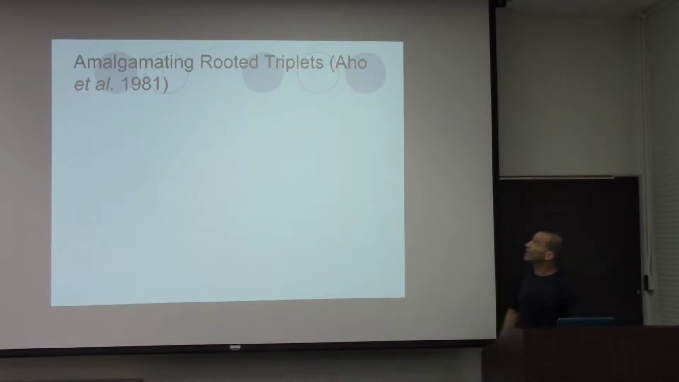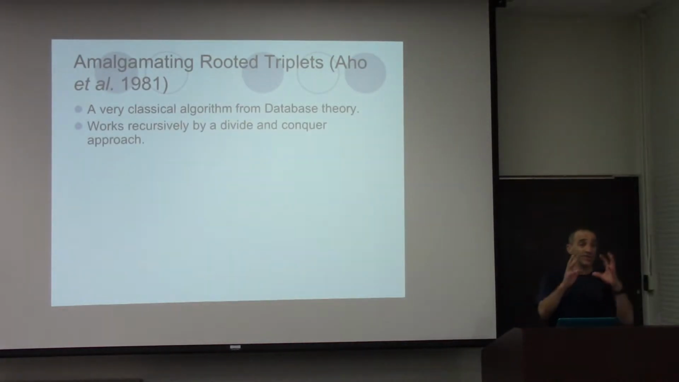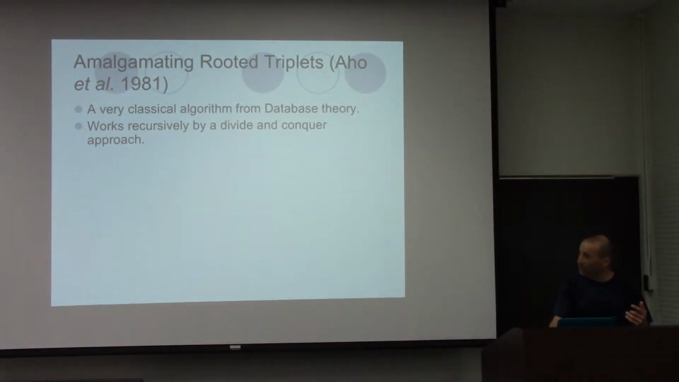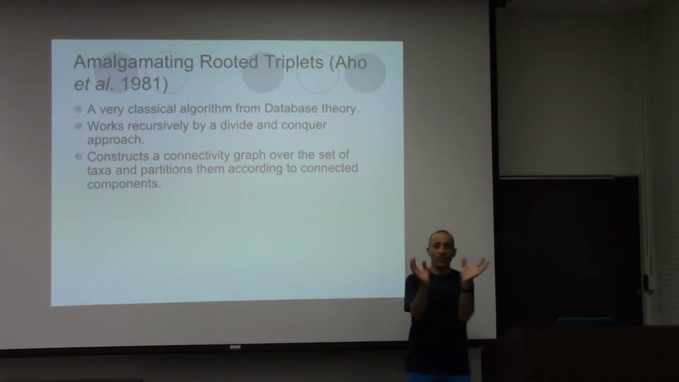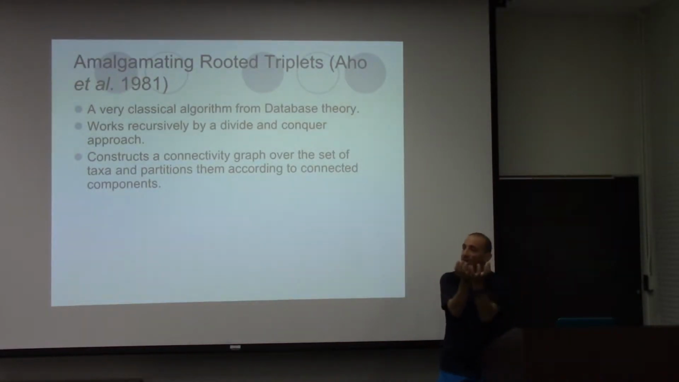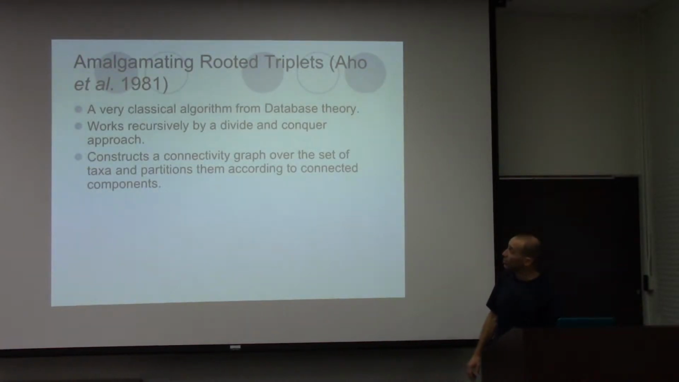So how do we actually amalgamate rooted triplets? It was found by accident that a classical algorithm from database theory can also serve here in the specific case of phylogenetics. And look what it does. It works recursively by a divide and conquer approach. So what is divide and conquer? We partition our input, or we solve one subproblem, and that is based on solving smaller problems underneath. Construct a connectivity graph over the set of taxa and partition them according to the connected components.